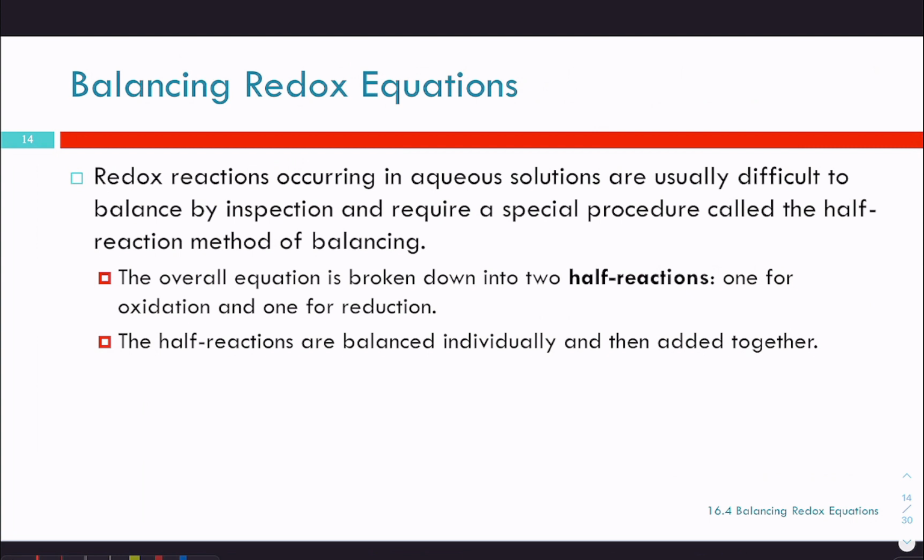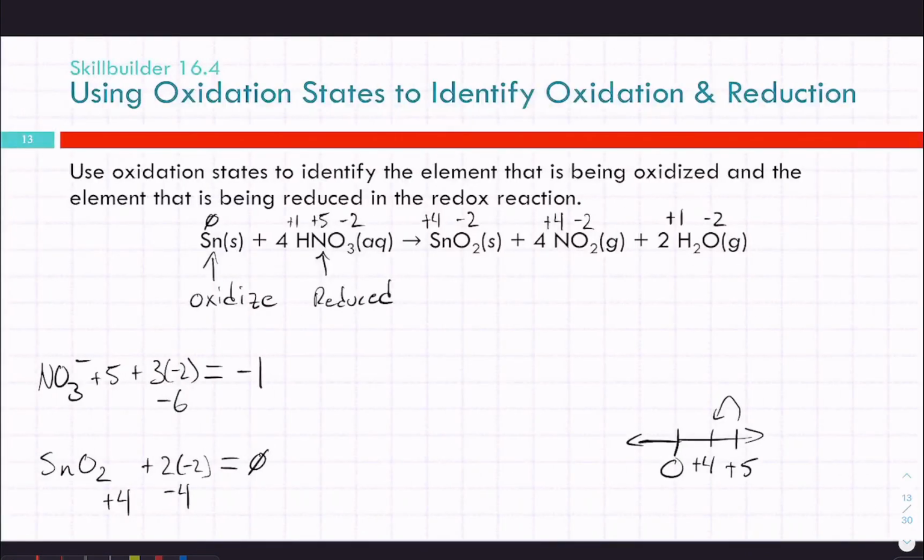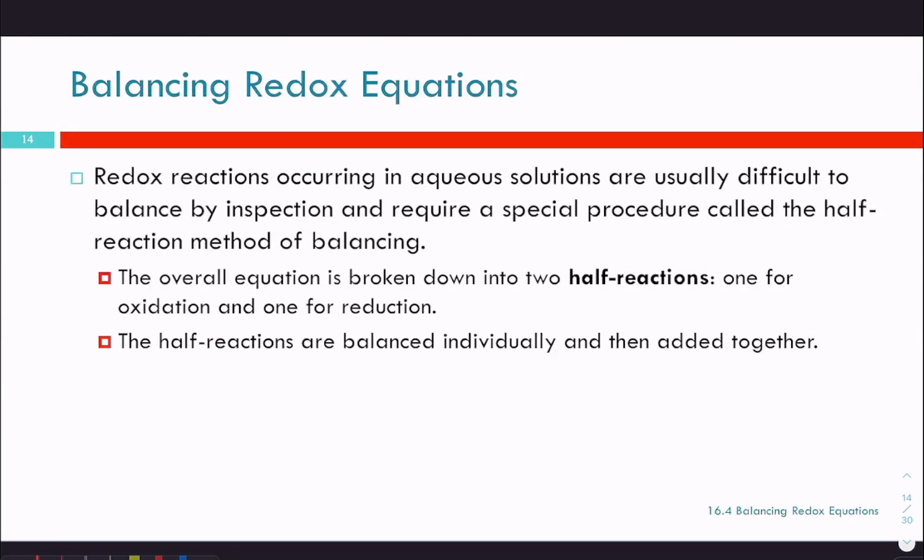So redox reactions that occur in aqueous solutions are difficult to balance by inspection. That means looking at the atoms and deciding how many more of each thing we need, because the electrons are largely invisible in terms of a chemical reaction. Looking at this reaction up front, it would be very difficult to try and balance without setting the oxidation states. So what we do instead is something called the half reaction method.